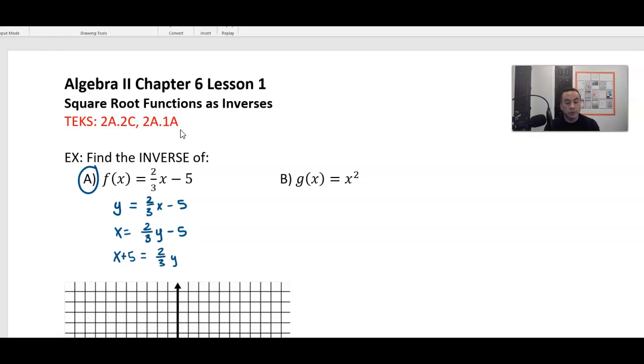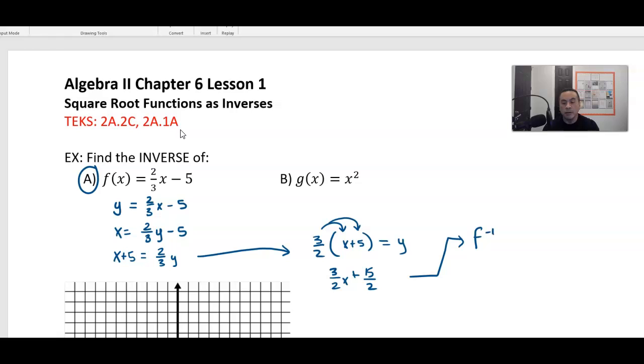And then I've got to get rid of 2/3 by multiplying by the reciprocal, which is 3/2. So if I do that, I will have 3/2 being multiplied with the quantity x plus 5, and that would be the inverse. Now you can literally multiply 3/2 to both terms, so you could have it as 3/2 x plus 15/2, and that would be your inverse. So we would write then that the inverse of f of x is equal to 3/2 x plus 15/2. You can write it like that.